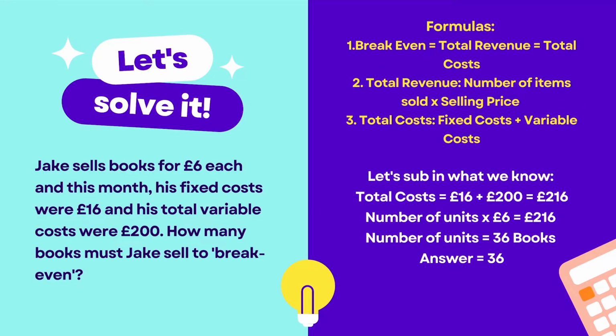So let's solve this. So we know the break-even formula is total revenue must equal total costs. And now we know the formula for total revenue and total costs. So let's plug in the numbers that we know. First, let's get our total cost figure. So fixed costs were £16 and variable costs were £200. So together, total costs equal £216.